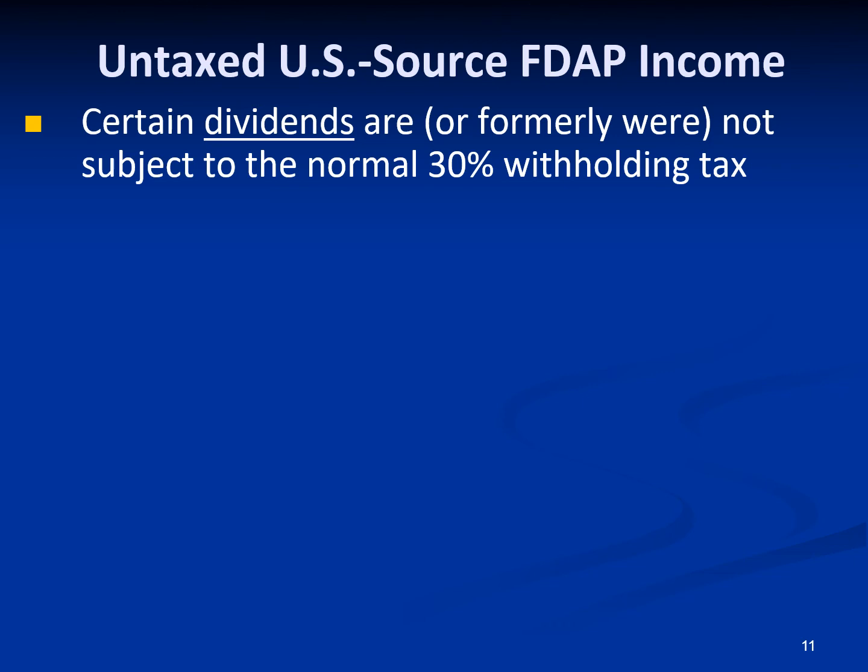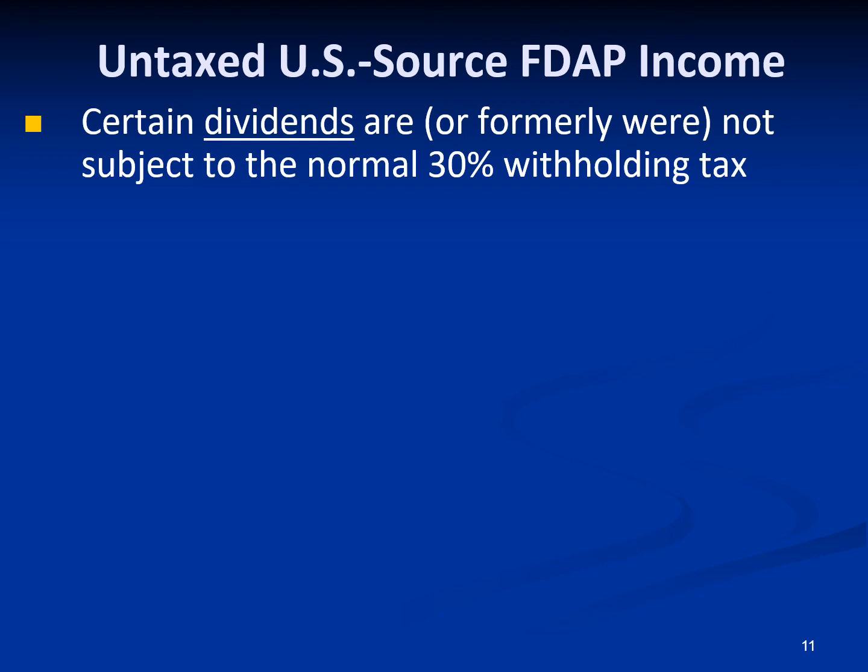We've been considering certain types of interest that are not subject to the normal 30% withholding tax. Let's now consider certain dividends that either are currently or formerly were not subject to the normal 30% withholding tax. Recall that dividends paid by a U.S. corporation generally are treated as U.S. source income under Section 861(a)(2)(A). Therefore, dividends paid by a U.S. corporation generally are subject to the 30% withholding tax.